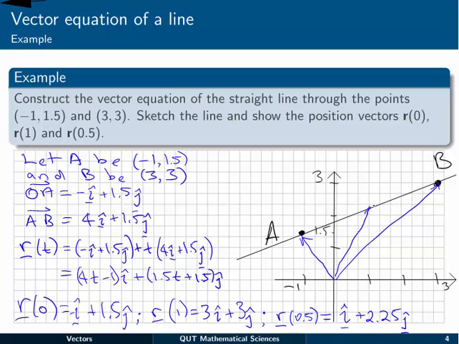So there we have our three position vectors drawn on the line. And that's the vector equation of a line given 2 points that the line has to pass through.